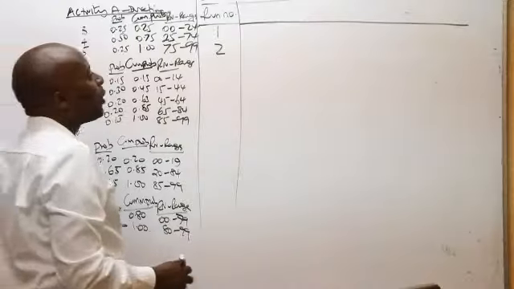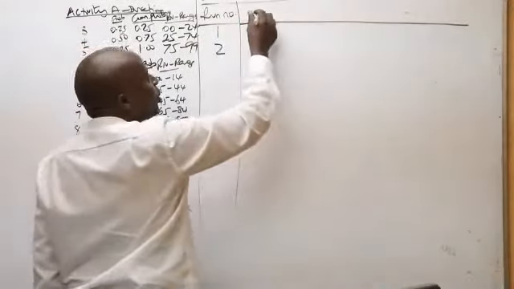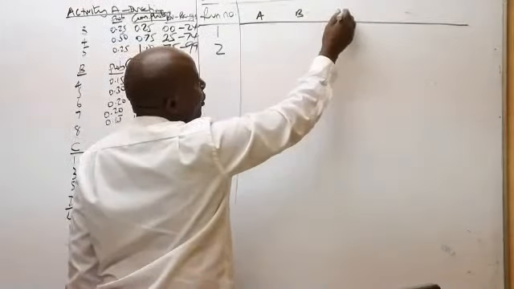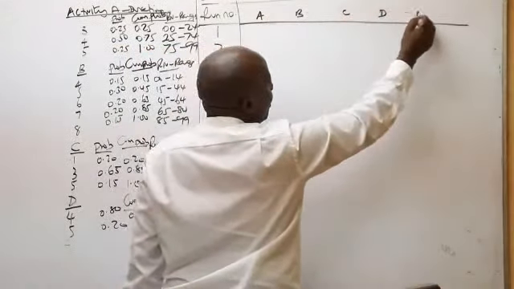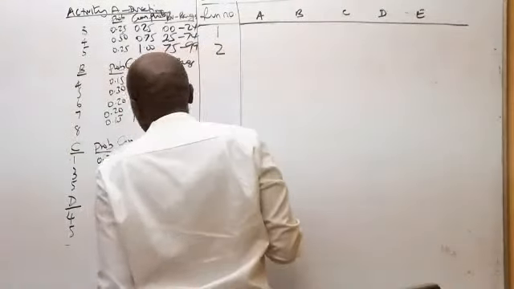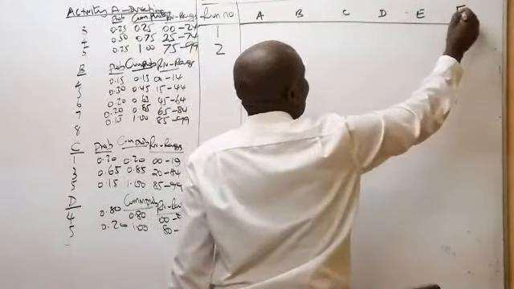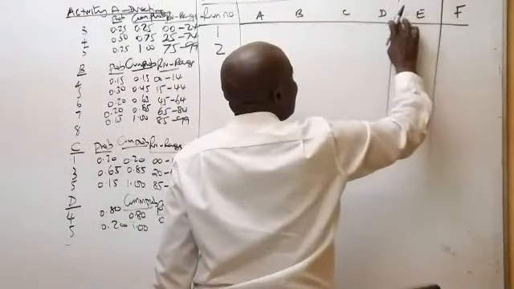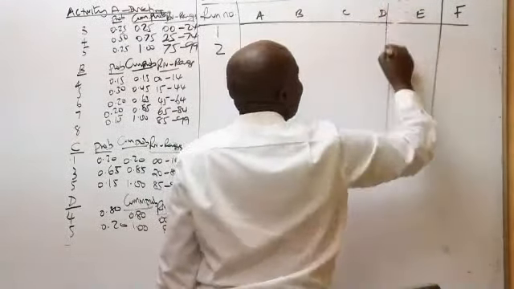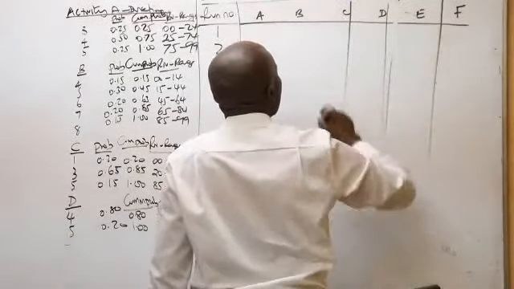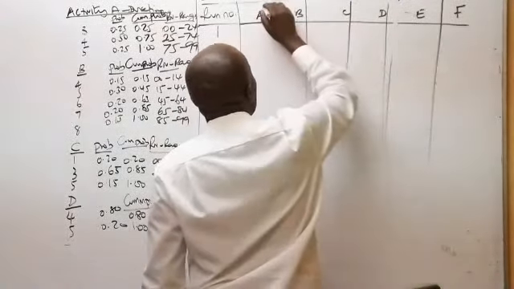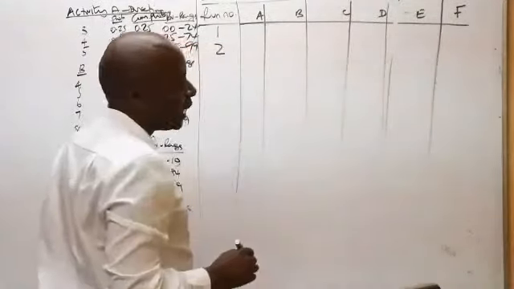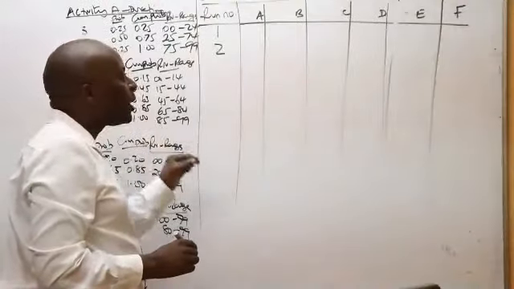So what they would want me to estimate, ladies and gentlemen, is the durations of the activities. So we have the duration of A, duration of B, duration of C, duration of D, duration of E. Then we have duration of F. That is what they want me to do. But how do we estimate the duration of the activities?